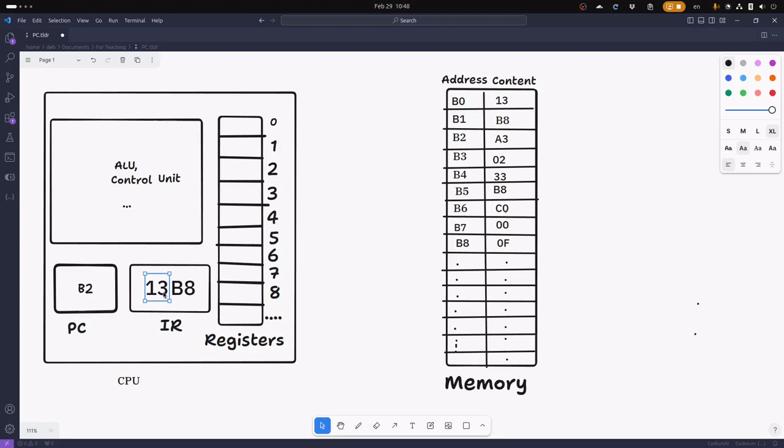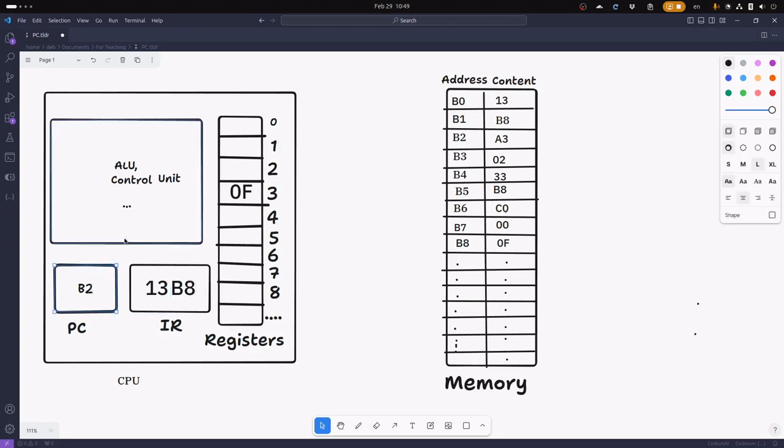Okay, so here is our register 3, right? So load the value of memory cell B8. The value of memory cell B8 is 0F. So the value of register 3 is now 0F. Okay, we got it. So this instruction got executed, and let's again go to the program counter.